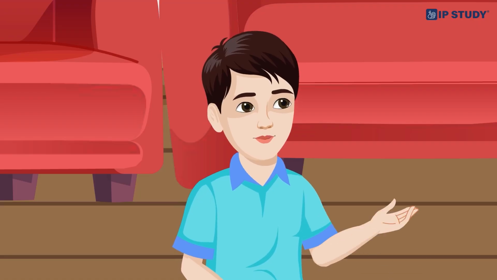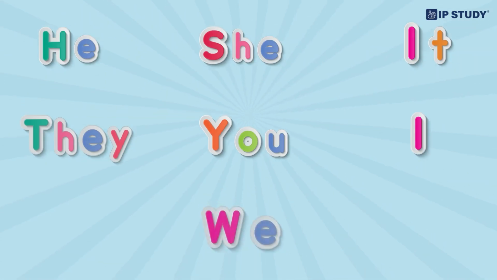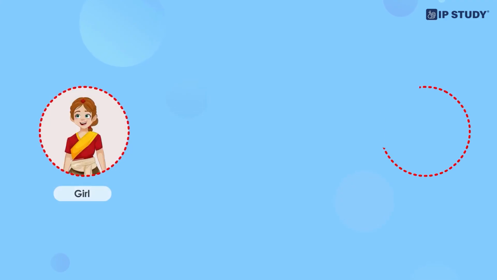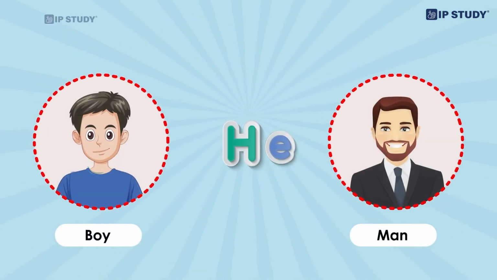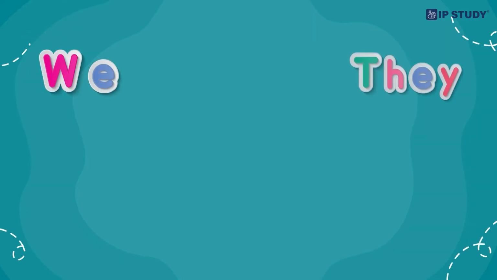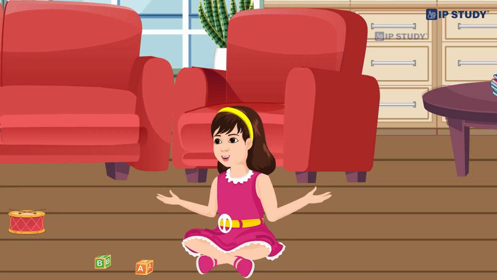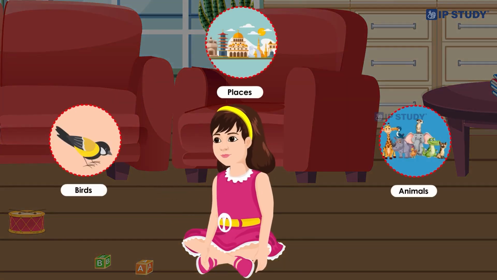No, Janvi. What are those? He, she, it, they, you, I and we are used in place of naming words or nouns. When we talk about a girl or a woman, we use she. When we talk about a boy or a man, we use he. We and they are used for more than one person. It is used for non-living things, birds, animals and places.